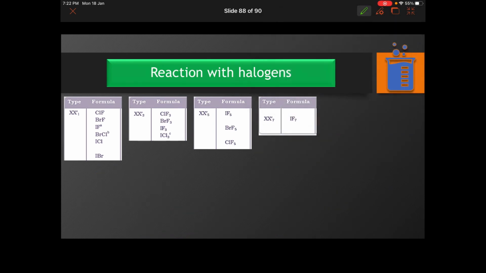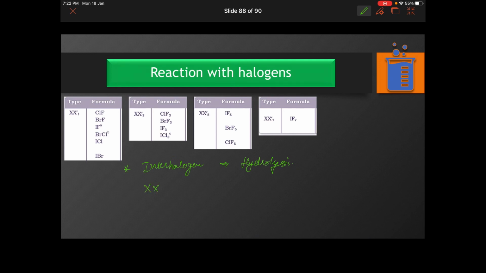Then next point on your screen, that all these interhalogen compounds, this is one of the most important reactions of group 17 which will be asked. Interhalogen compounds, they undergo hydrolysis. Yes, all these interhalogen compounds undergo hydrolysis. And what do they do on giving hydrolysis? I'm writing down over here.